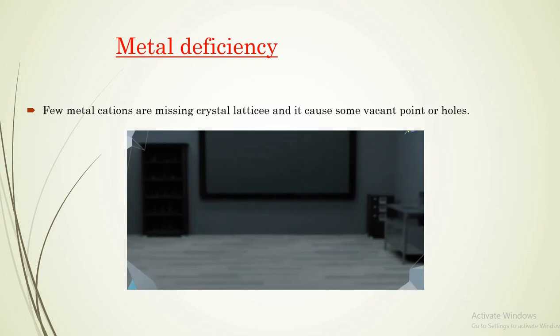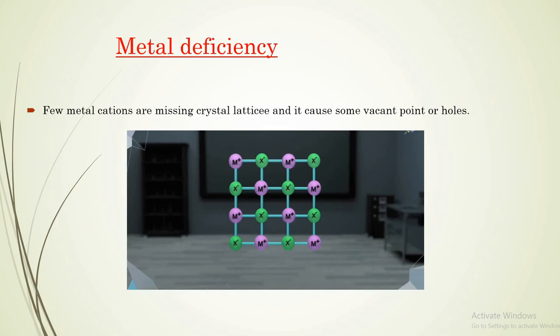Metal deficiency defect. This kind of metal deficiency defect is created when a metal ion goes missing from its original lattice site. To maintain the charge neutrality, the same metal ion having higher positive charge is added to occupy the vacancies created in the crystal. As this metal ion has higher positive charge, it will occupy only some of the sites to balance the overall charge, and other sites will be left vacant.